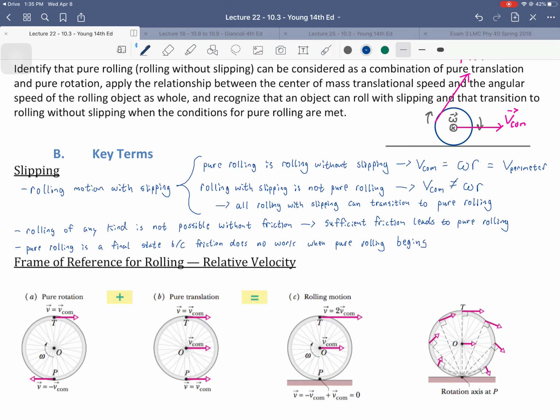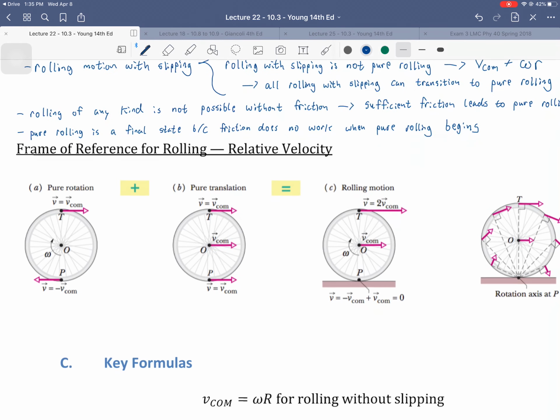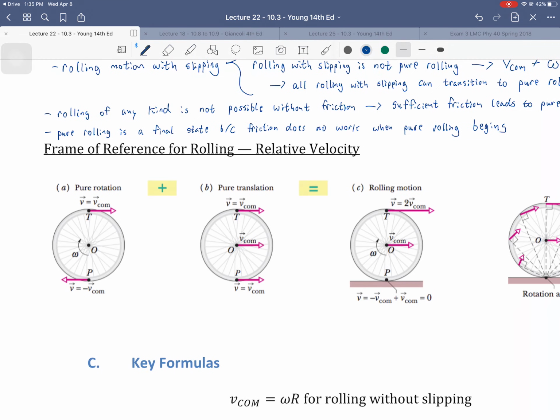Okay, so two types of rolling, some important details about what we mean by pure rolling. Let's take a look at the figures below and make sure we can continue to make sense of this. Okay. So looking at the figures below, there's a couple of things that I'm calling to your attention. And this is under the heading of frame of reference for rolling, relative velocity. Okay? So the first set of pictures, A, B, and C, are meant to show that we have a traditional relative velocity formula to relate our two reference frames. Our two reference frames are the reference frame of the ground and the reference frame of the center of mass of the rolling object.